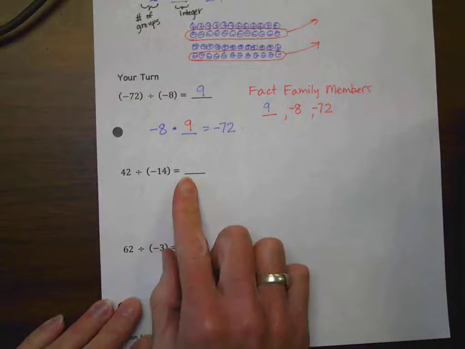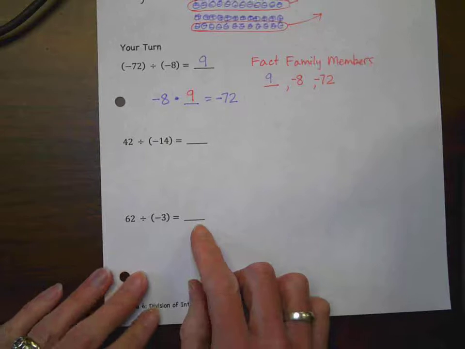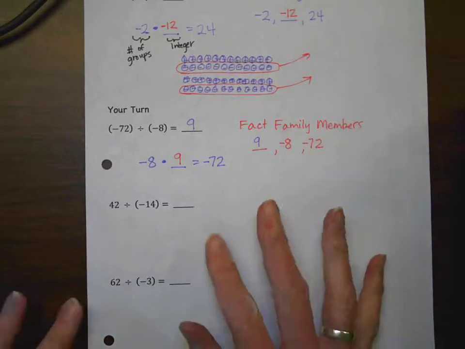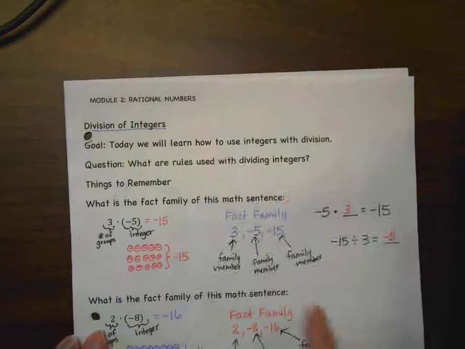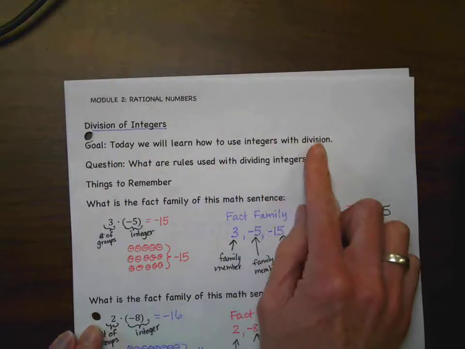So it's completely up to you to decide. I'm going to let you try with 42 divided by 14, and I'm going to let you try with 62 divided by negative 3. Okay? So again, find your fact family members, figure out which one is missing, and then determine if it's a positive or a negative.